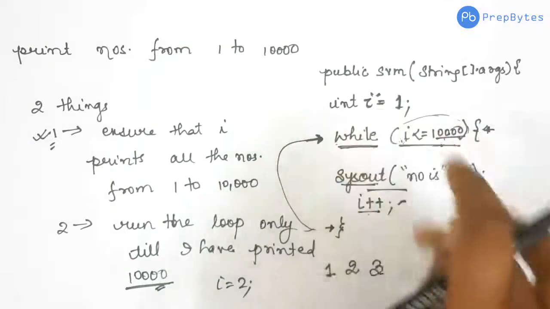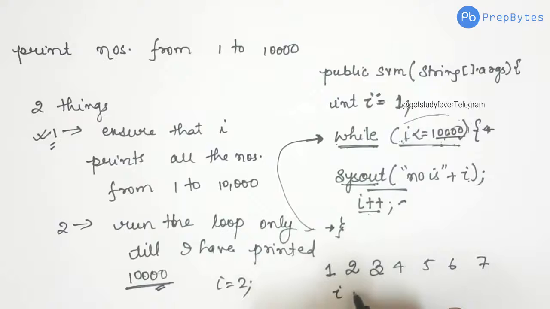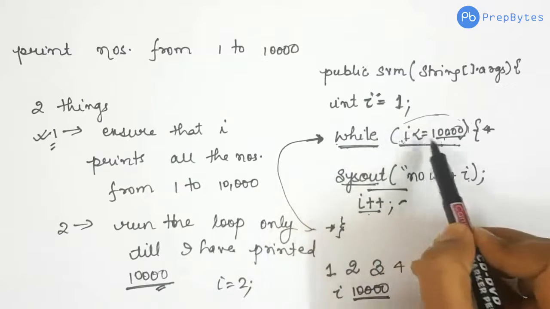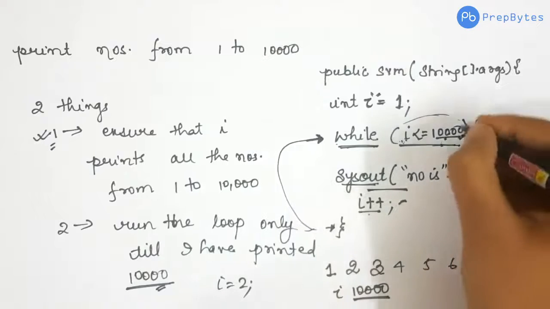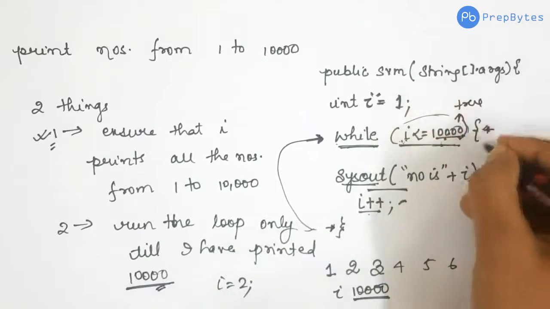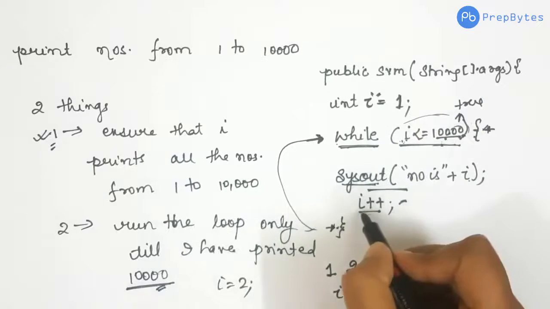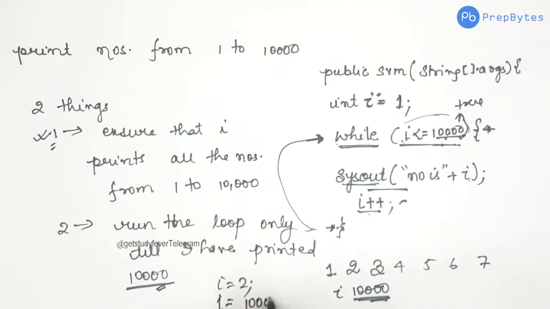So this keeps on happening, and 4, 5, 6, 7 keeps on printing until my I becomes 10,000. So let's say my I becomes 10,000. What happens? We come here again, we check I is less than equal to 10,000. Yes, I is equal to 10,000. Again this is true. So this block gets executed, 10,000 gets printed. Now I gets incremented, and now my value of I becomes 10,001.